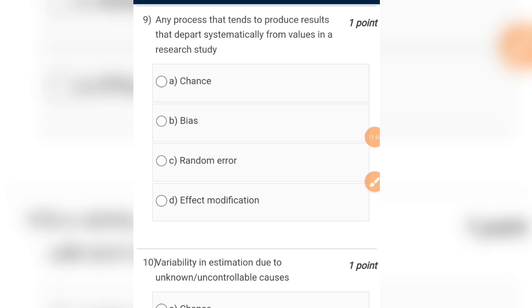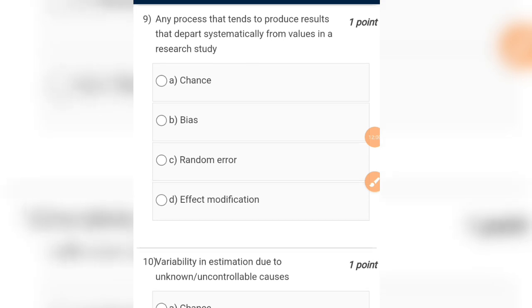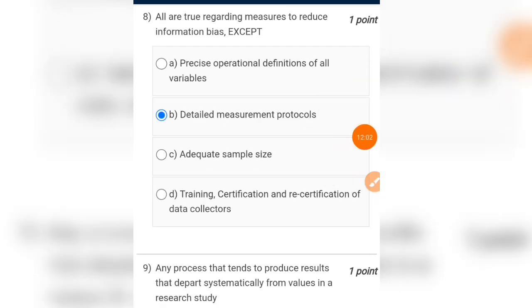Sorry, by mistake I have answered the correct one. Please correct it. For question number 8, the most appropriate answer would be adequate sample size. That is option C. Okay, so sorry for that.